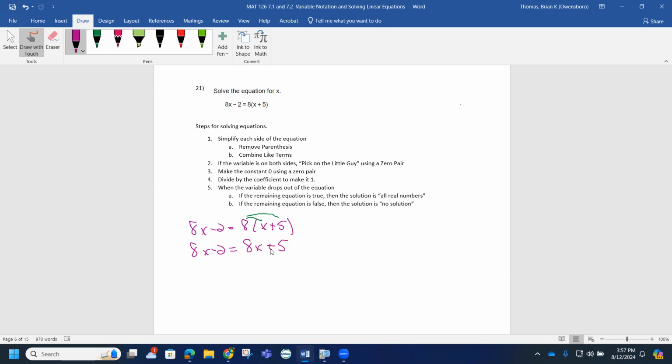So notice how the variable is now on both sides. So we pick on the little guy. Well, notice how the coefficients are the same. So there's really no little guy. So this is a little bit suspicious. But if we go ahead and get the variable on one side, we can get rid of an 8x by subtracting an 8x on both sides.